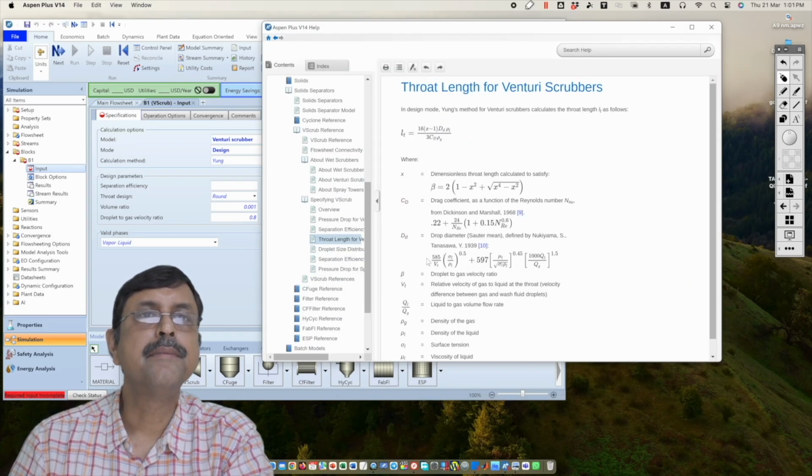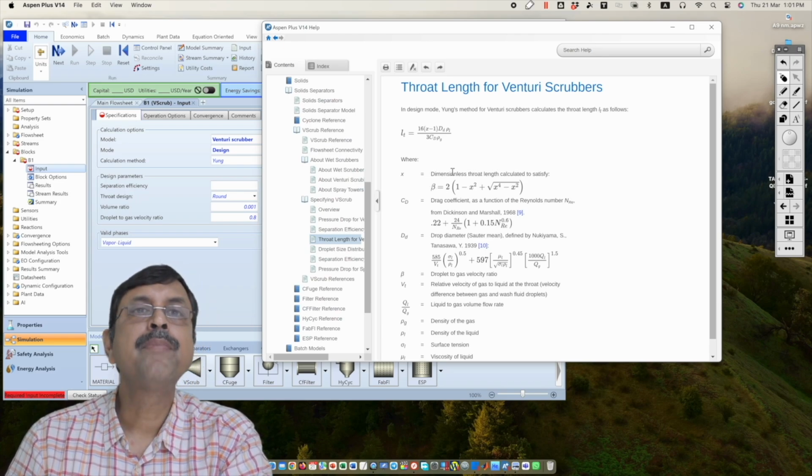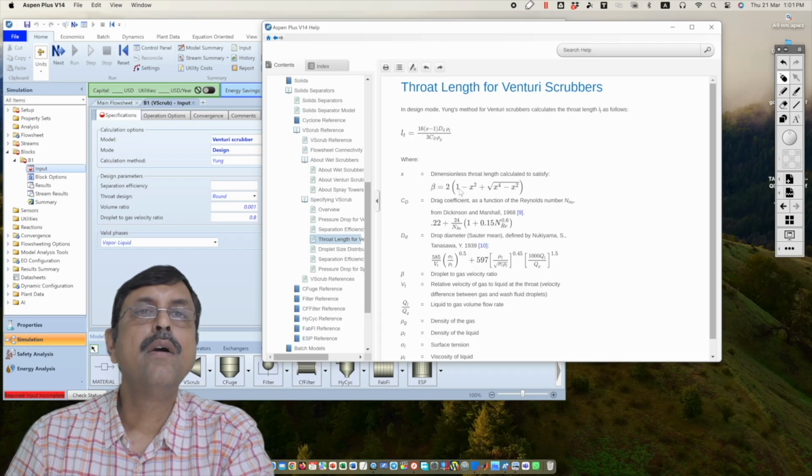See this equation. Beta is equal to droplet to gas velocity ratio. So you have to specify over here. So if you know this droplet to gas velocity ratio, you can calculate X. Okay, what is X? X is the dimensionless throat length calculated to satisfy this equation. So once you specify beta over here, X can be calculated. That X will be used over here.